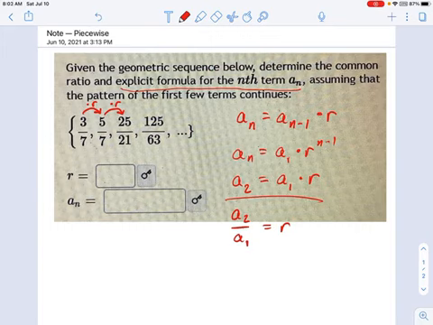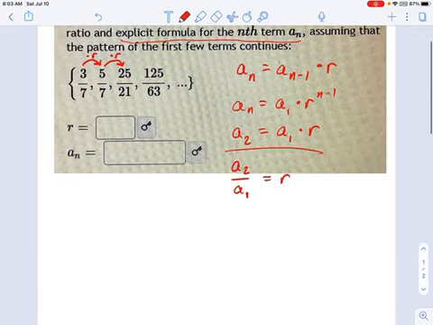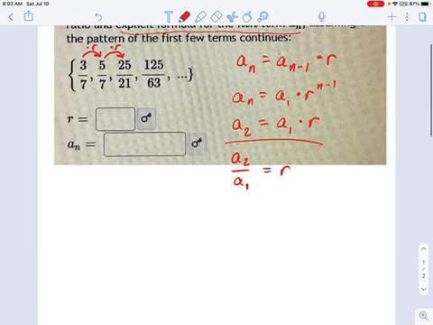Now, when you're dealing with fractions, it's sometimes a little complicated to look at. I don't do fractions intuitively in my head. If you're dealing with integers, it's not so bad. Let's do an example here. So r equals a2 over a1. And you could pick a4 over a3. I just picked these because they're easier.